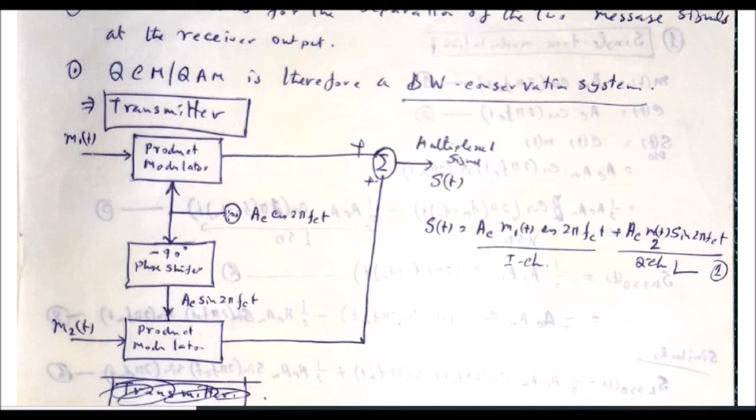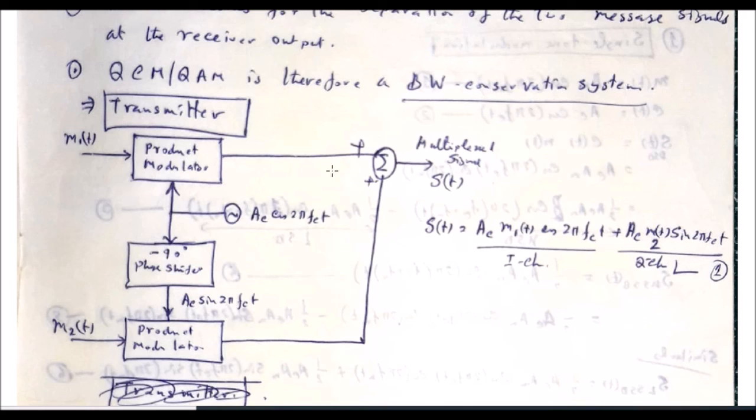Now after that, the same carrier is given a minus 90 degree phase shift, and you are getting Ac sin 2 pi fc t. The frequency is the same, but now the carrier is 90 degree shifted, or quadrature in nature, with the earlier one. So this carrier is now used to do the DSBSC modulation of the second user's message signal. So you will get here Ac m2(t) sin 2 pi fc t.